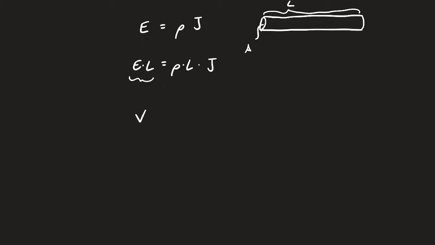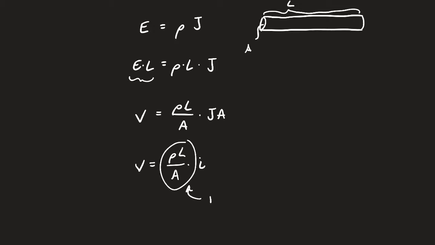Now, if I multiply and divide by A, you guys see what I've done there? Then I could write this as rho L over A times I. This is how you make a resistor.